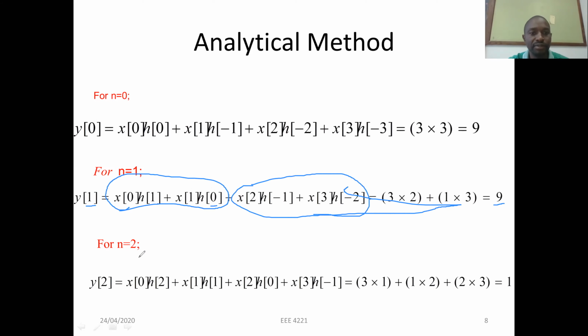In the third scenario, you equate n to 2, so you have y of 2 there. Then here, this becomes 2. Then this becomes 2 minus 1, which is h of 1. Then this becomes h of 0. Again, this term here will not count because of the negative 1 there.